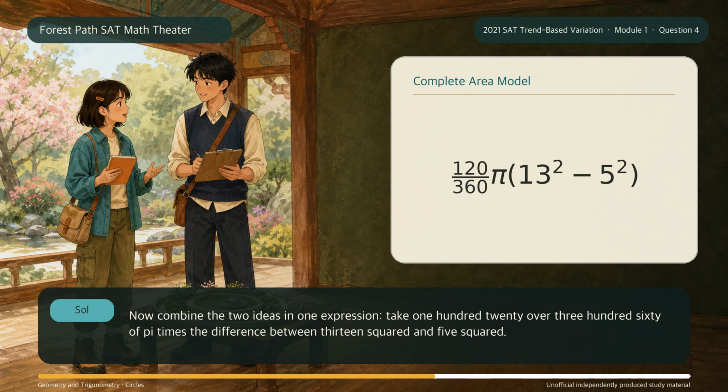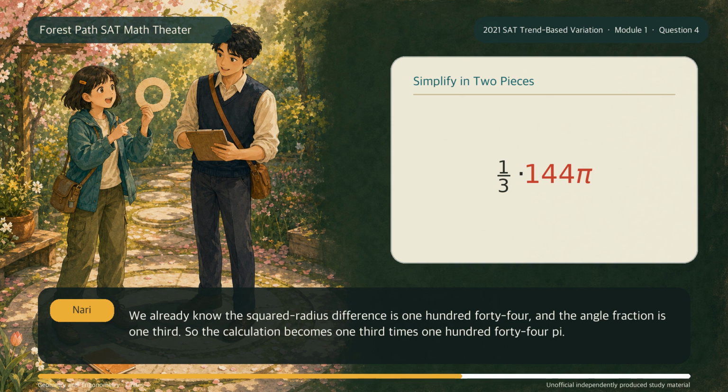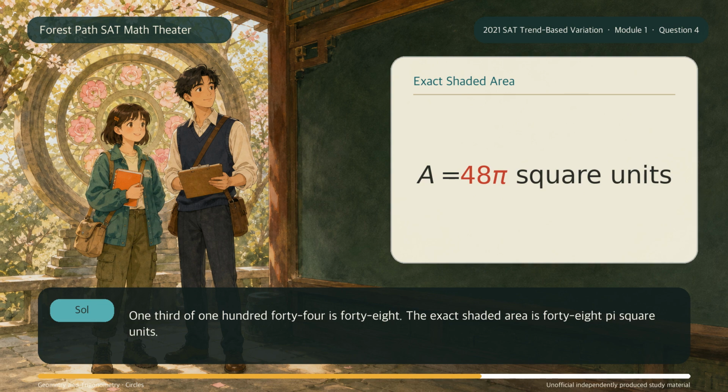Now combine the two ideas in one expression. Take 120 over 360 of pi times the difference between 13 squared and 5 squared. We already know the squared radius difference is 144, and the angle fraction is 1/3. So the calculation becomes 1/3 times 144 pi. 1/3 of 144 is 48. The exact shaded area is 48 pi square units.